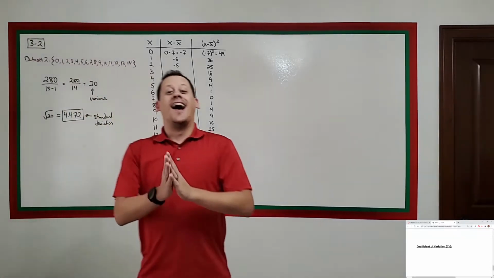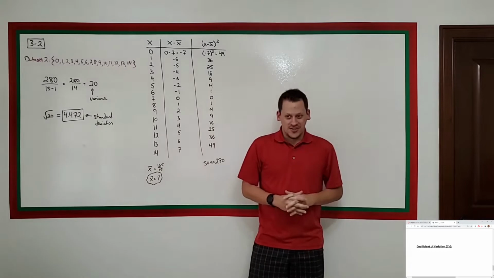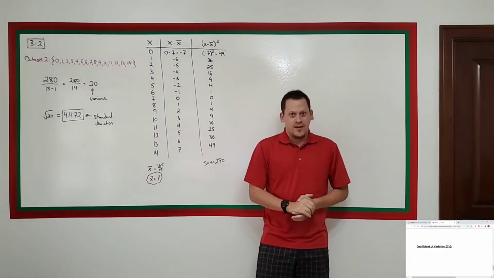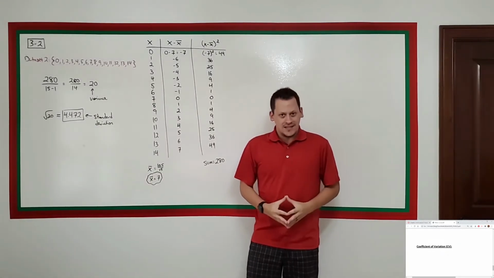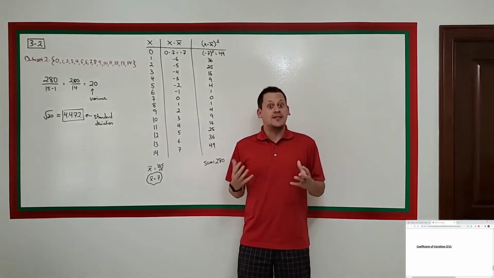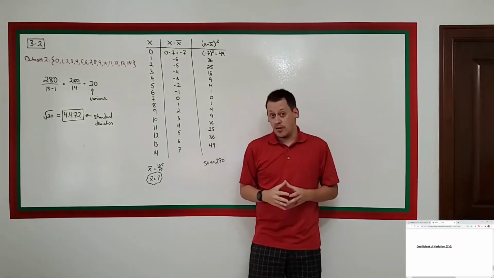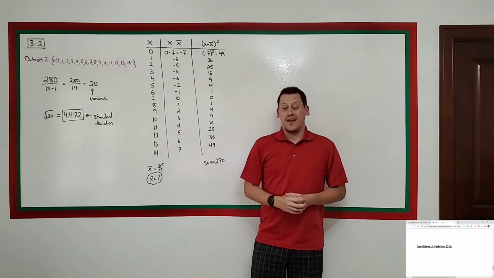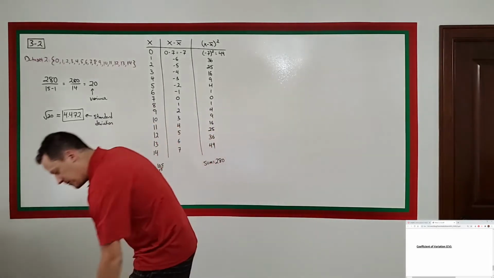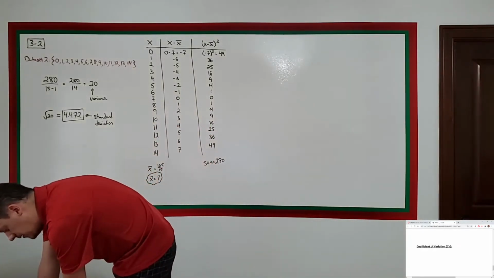But it's back. The coefficient of variation, or CV, of a data set. This statistic will allow us to compare data sets that have vastly different numbers by putting them on the same scale. How is that possible? Well, let me show you.